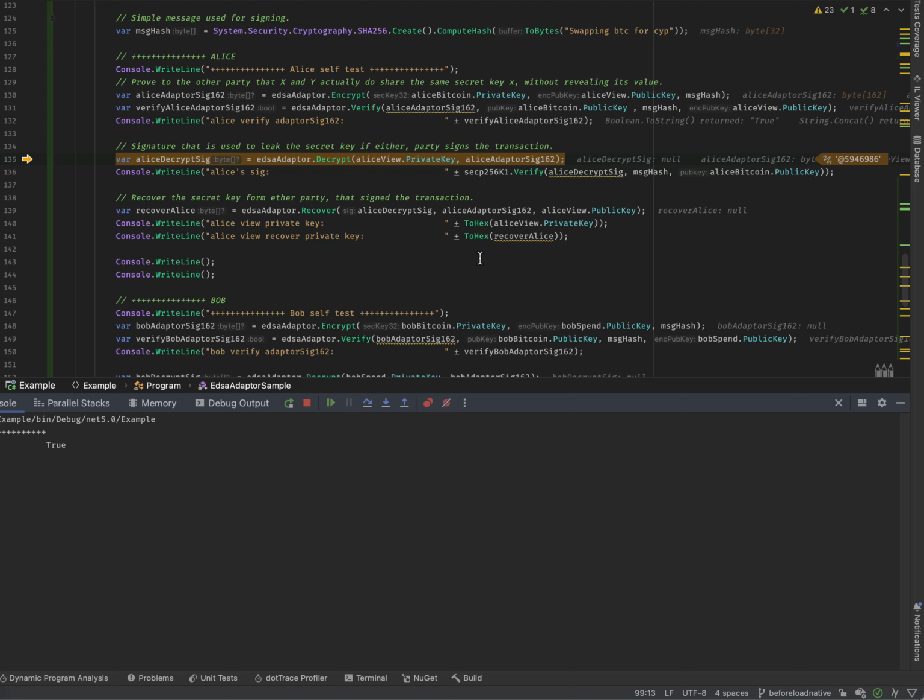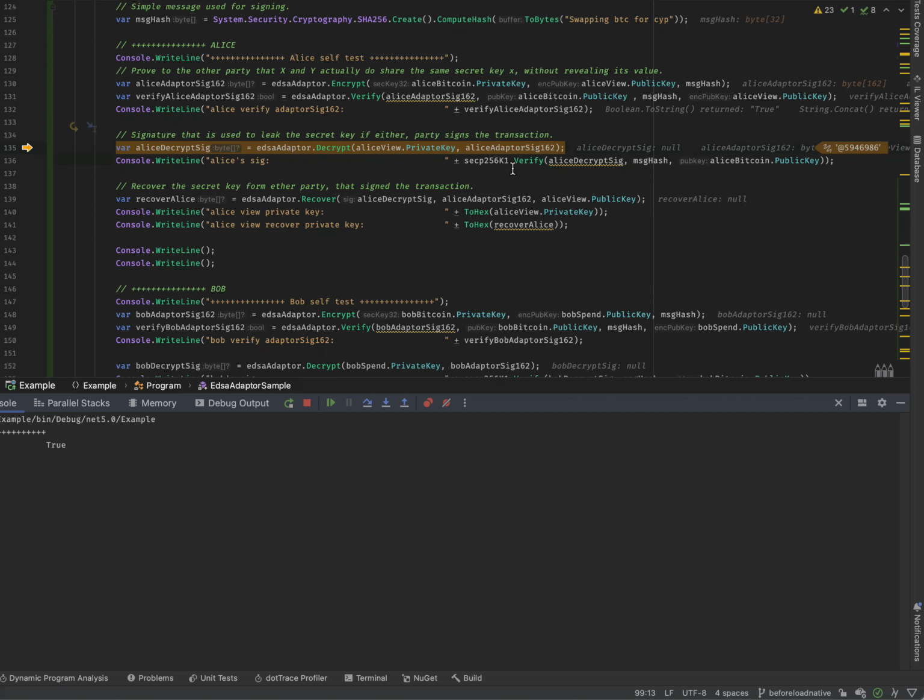Now she's going to decrypt her adapter signature to produce a valid signature. She takes the secret that she wants to leak, because that's a decryption key, and the adapter signature that she produced, and she's going to decrypt it and verify that she's the only one with the leaked secret, but she's also the one that can only sign on her address, right?